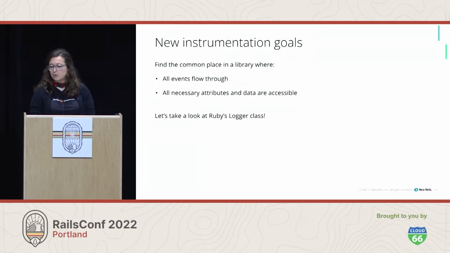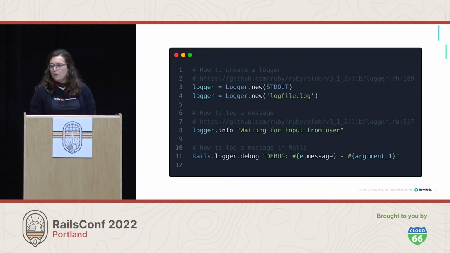So let's look closer at the Ruby logger class. This is a bit of an overview in case you haven't used the Ruby logger before. You can start out by calling Logger.new and defining where you would like to output your log messages, sometimes to a file, sometimes to standard out. You can also call by severity, logger.info as an example here. And the Rails logger uses this class as well and looks very similar, where you just call Rails.logger.debug to get your logs output.